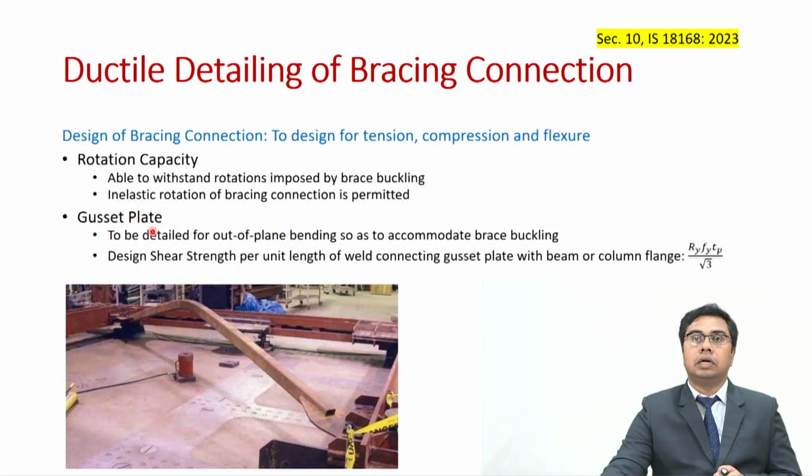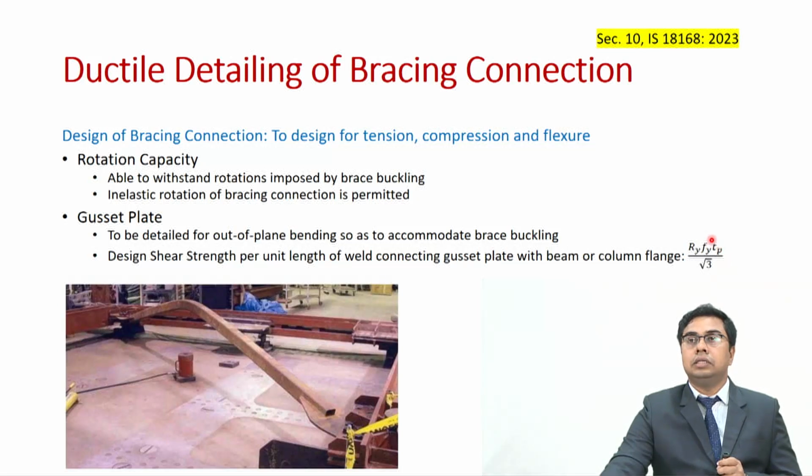Further, for the gusset plate, we need to detail or design for out of plane bending as well. As you can see, this very brace is imposing out of plane bending on this gusset plate at that end as well. So that should be accommodated. The design shear strength per unit length of weld connecting the gusset plate with the beam or column flange shall be given as Ry into Fy into Tp upon square root of 3.